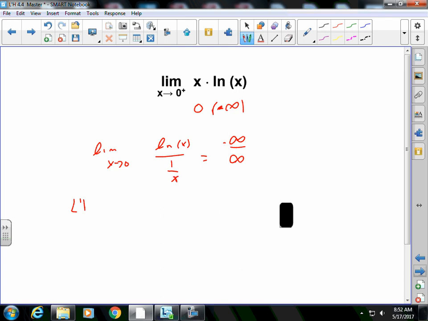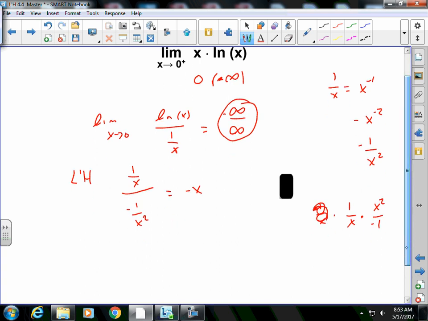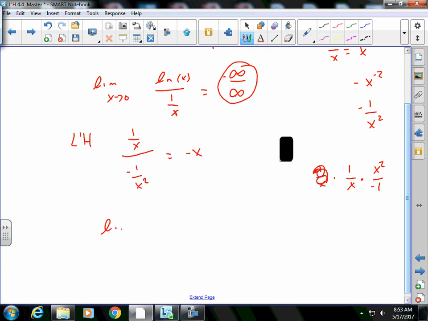This allows me, again, to apply L'Hopital's, and I continue to write LH, so you know what I'm doing. I'm continuing justifying by saying it's a negative infinity over infinity. The natural log of x is 1 over x when I take the derivative of that. 1 over x is the same thing as x to the minus 1. If I take the derivative of that, I have this, or negative 1 over x squared. It's a complex fraction. I should know how to work these out. 1 over x multiplied by the reciprocal of x squared over negative 1. These are algebra skills that we're supposed to know. So now I'm looking at the limit as x approaches 0 of minus x. Well, that's going to be 0.